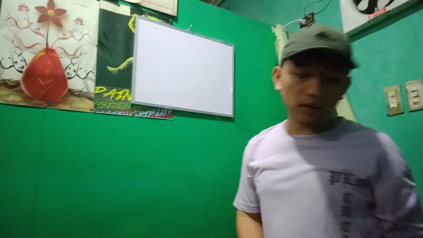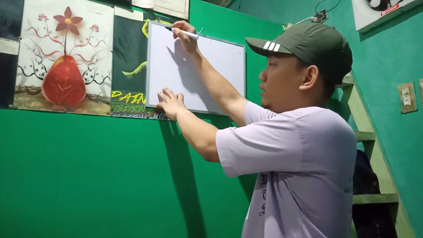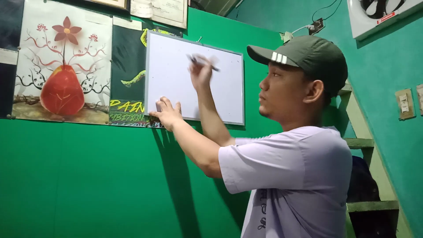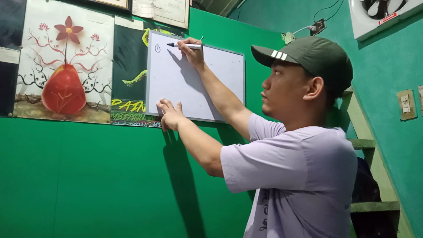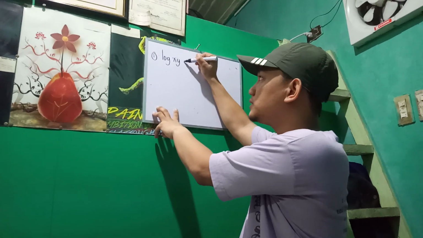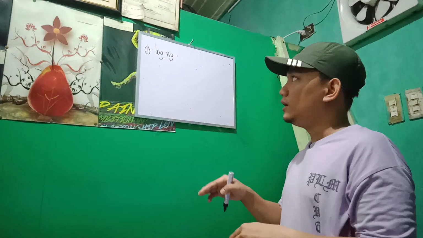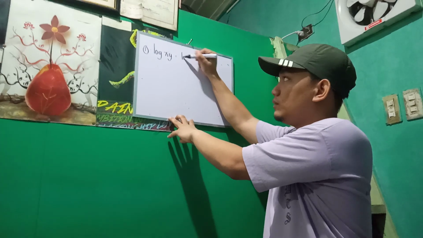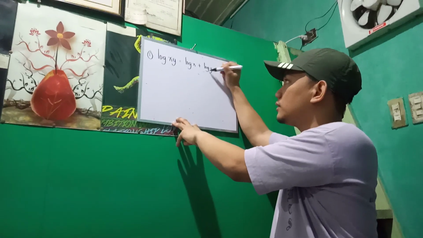So, meron tayong tinatawag na logarithm of a sum. So, that's logarithm of a product. So, for our first property or first law of logarithm, we have logarithm of xy is equal to, so that is product, right? x times y. That is equal to logarithm of x plus logarithm of y.